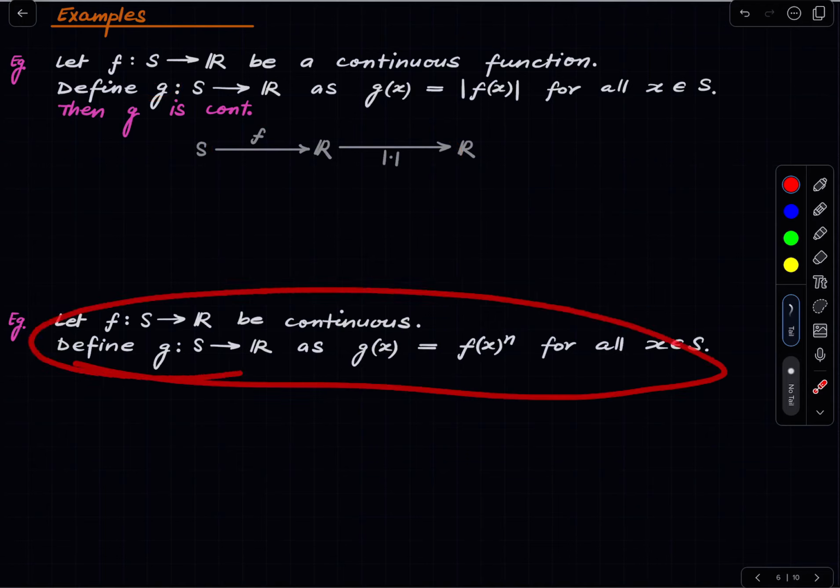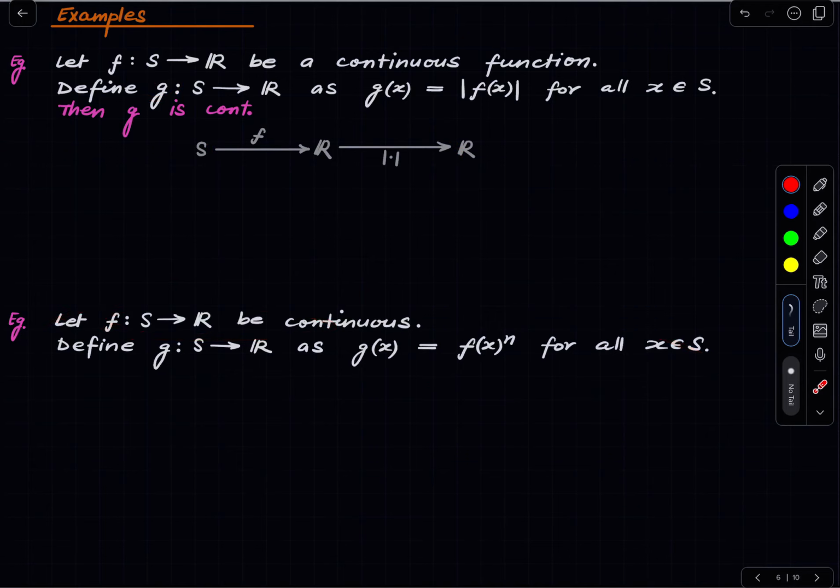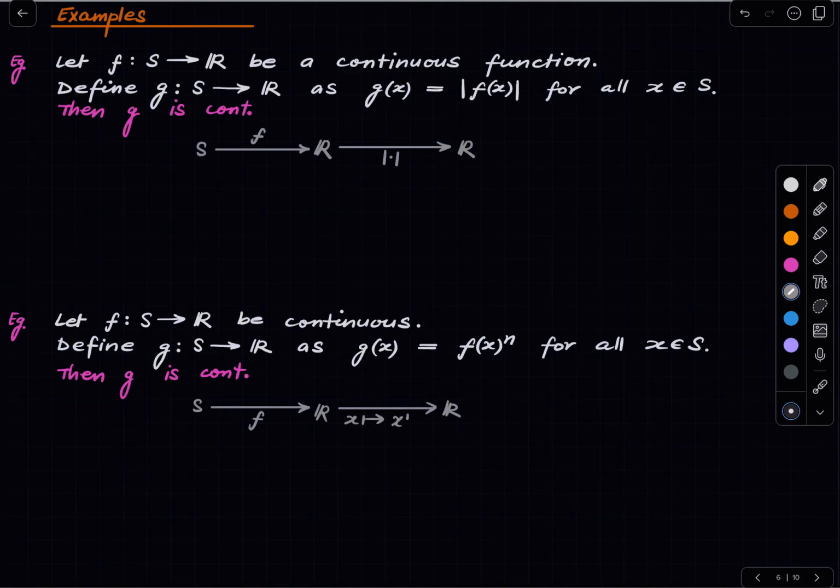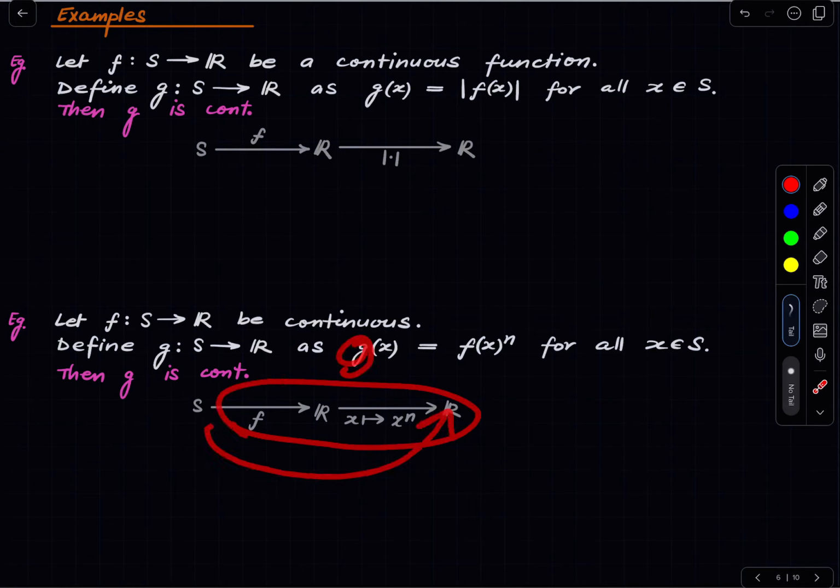Similarly, here we have a function f which is given to be continuous. And we have another function g defined as g(x) is the nth power of f(x). Then we want to say that g is continuous. And the reason is the same, just express this thing as a composite. We have the function f, and then we have the nth power function, which we just proved is continuous. So this composite is precisely the function g, and hence g is continuous.